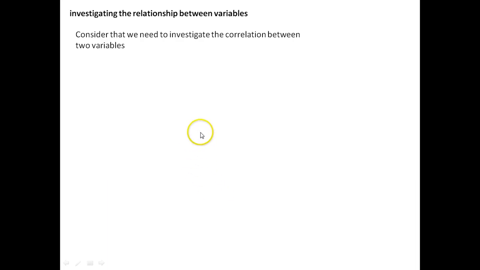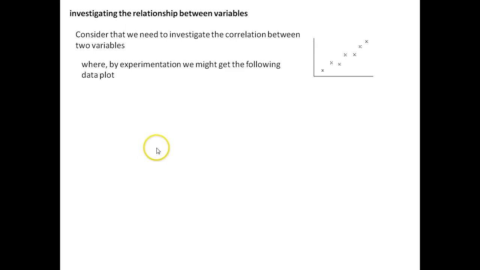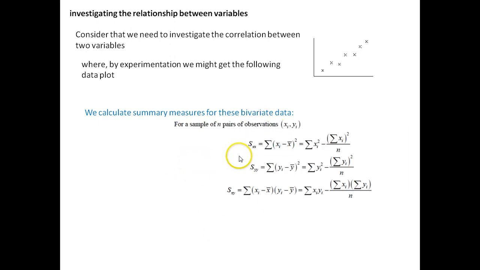Suppose we have to investigate the correlation between two variables, where by experimentation we'll get the following data plot, which is a scatter graph. We calculate summary measures for these two sets of data, bivariate, two sets of variables, using the following. So Sxx means the sum of each x from its mean, squared, then summed. But simpler, we can sum each x squared, take away the sum of x all squared divided by n.